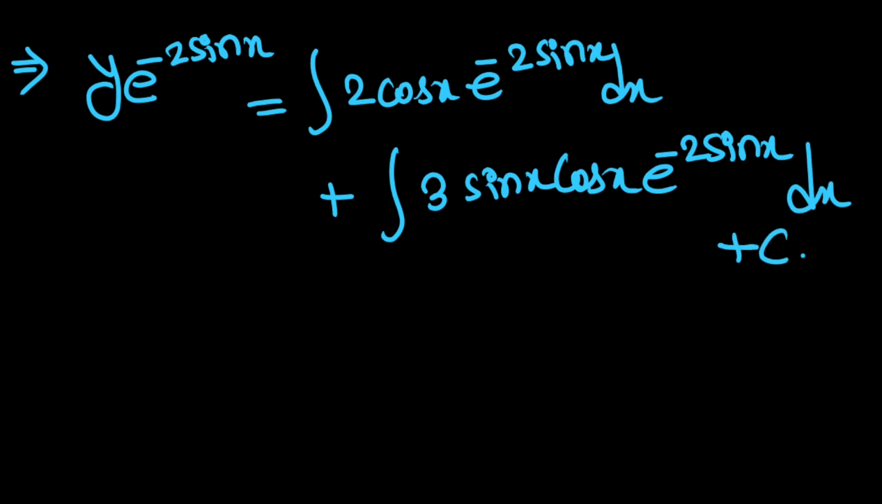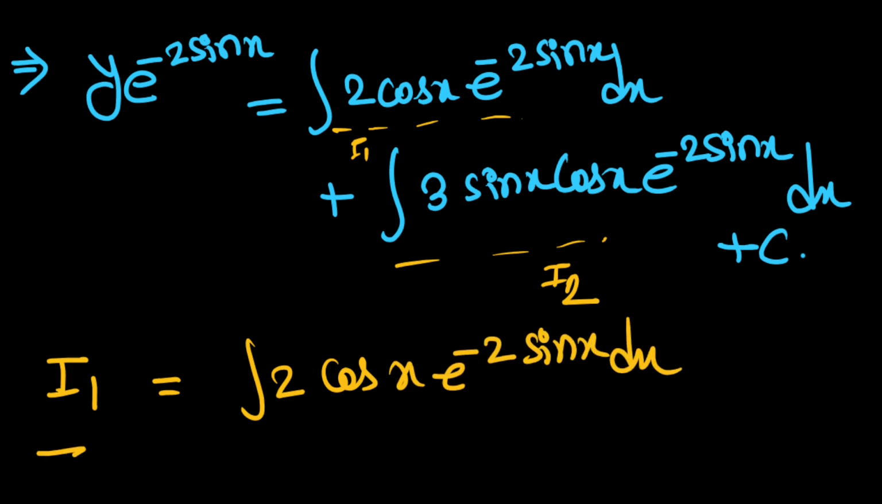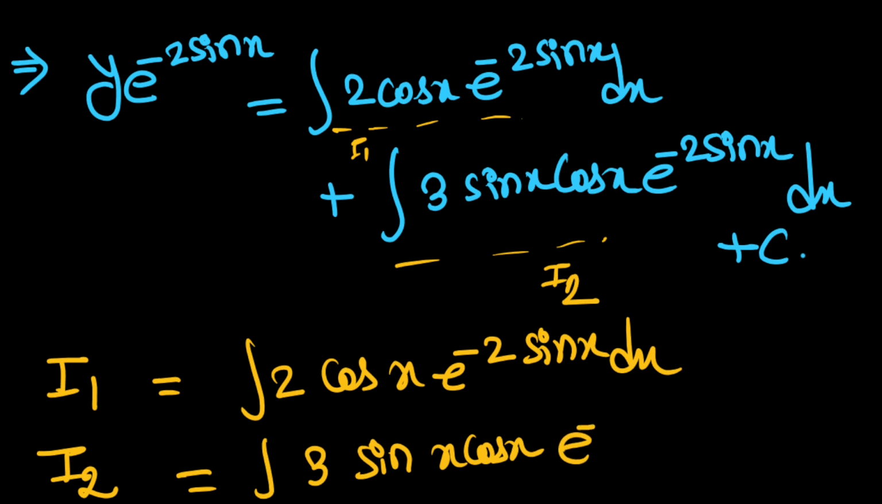Now we denote these two integrations: the first one is I1 and the second one is I2. Therefore, I1 is equal to integration 2 cos x e to the power minus 2 sin x dx, and I2 is equal to integration 3 sin x cos x e to the power minus 2 sin x dx. The next job is to find the values of these two integrations, I1 and I2.